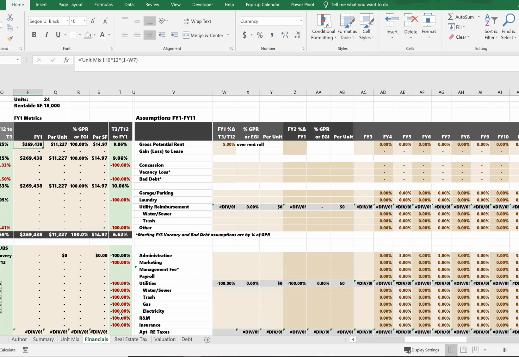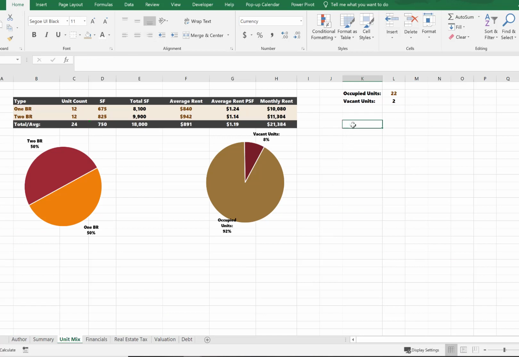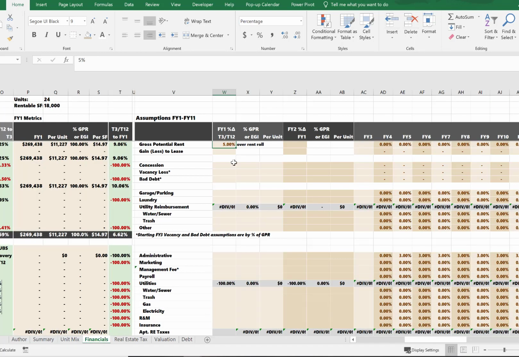What this assumption is doing is going to the unit mix, grabbing the total monthly potential rent, annualizing it by multiplying by 12, and then growing it at 5%. And you can see it's $269,438, so that matches out. Now, in most of these smaller properties, there's never going to be gain or loss to lease. You're going to see that on bigger deals that are more institutional in nature. I'm just going to delete that row for now.